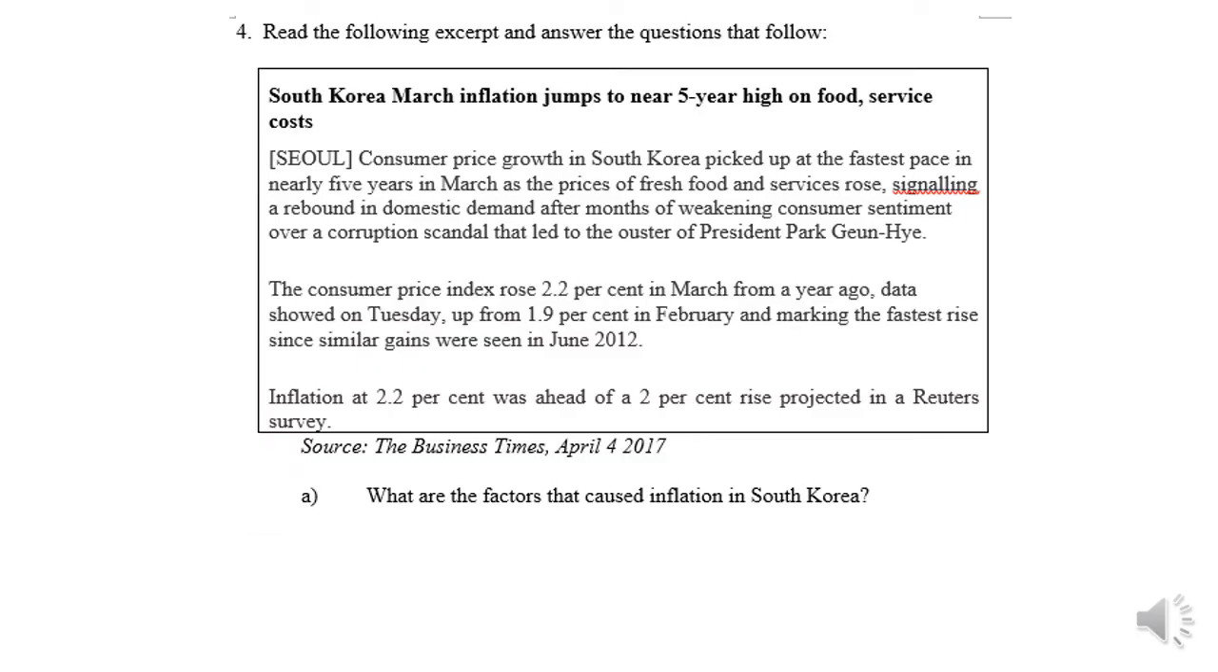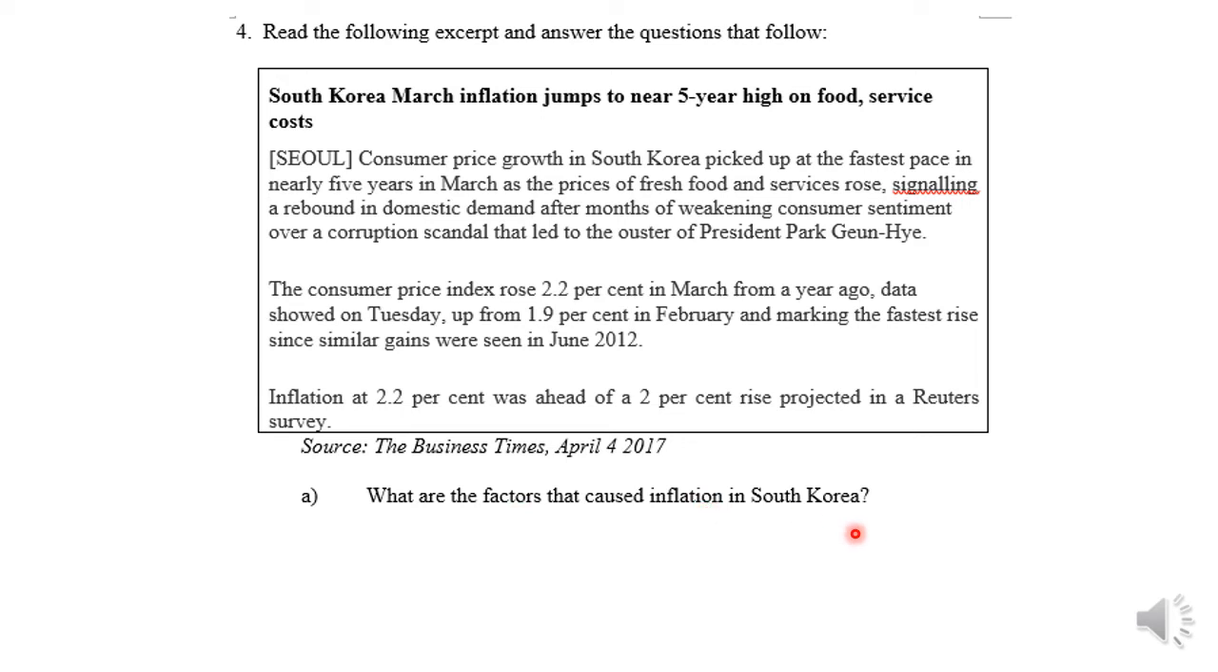All right, let's move on to question 4. Now, question 4, you have a newspaper excerpt on South Korea. Here you see inflation jumping to near 5-year high. So inflation is rising in South Korea. The question is asking you what is causing this inflation in South Korea.